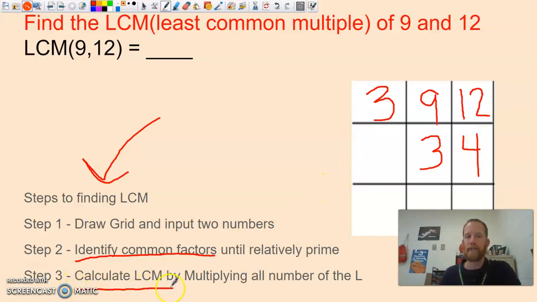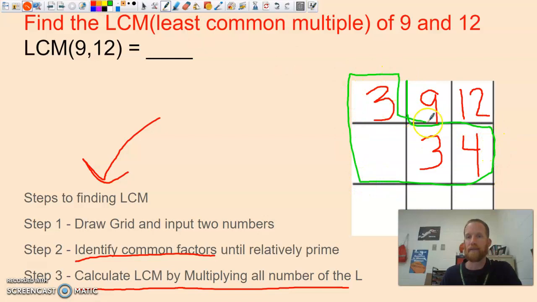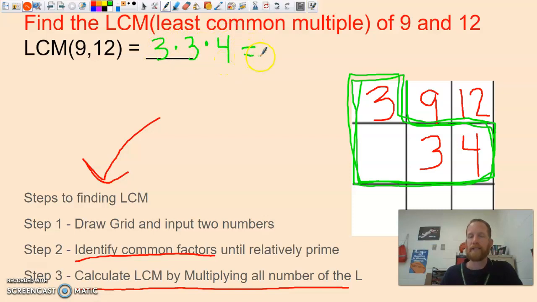Now we're at step 3. We need to calculate the LCM by multiplying all numbers of the L. And what do I mean by all numbers of the L? Well, here's our L. It's right here. We need to multiply these together. And so the values that I have are 3 times 3 times 4. So 3 times 3 is 9, times 4 is 36. So the least common multiple of 9 and 12 is 36.